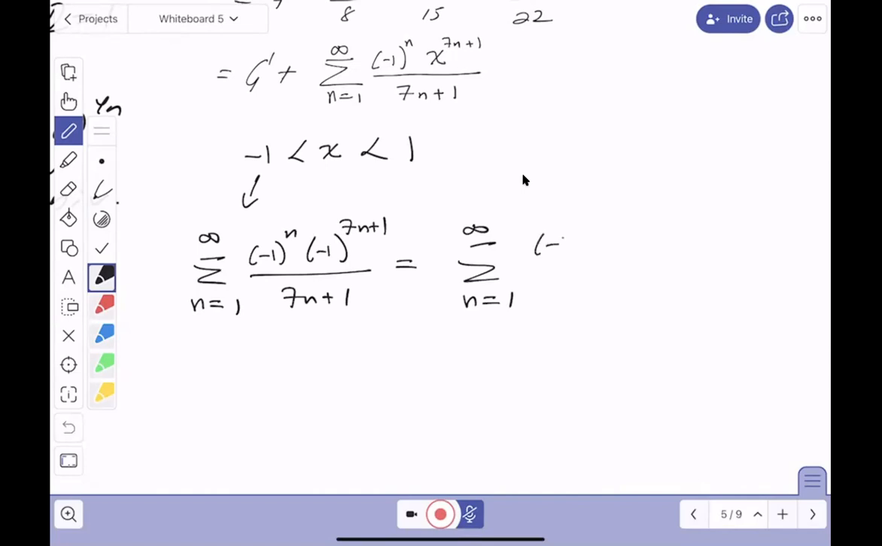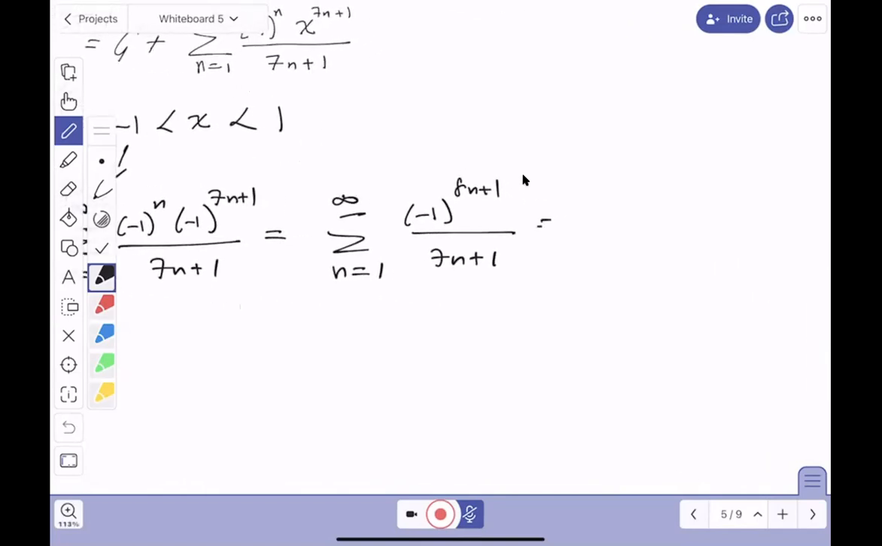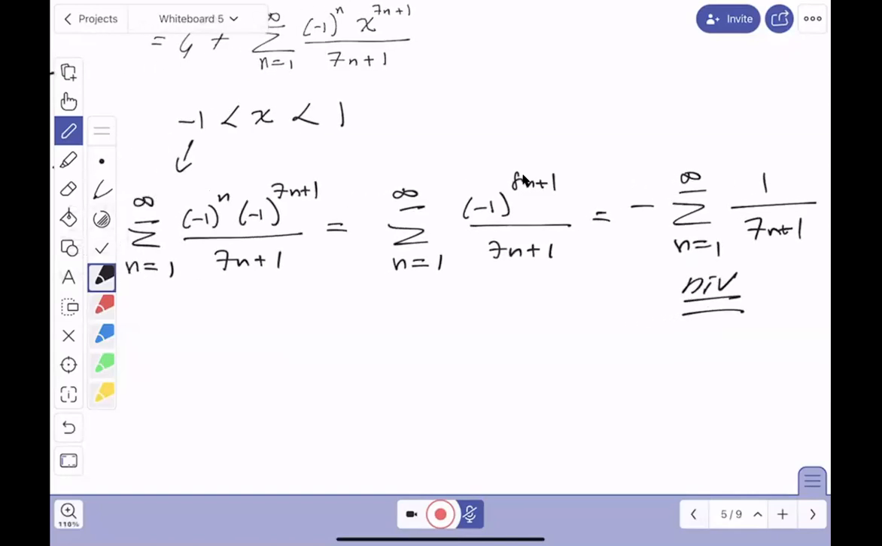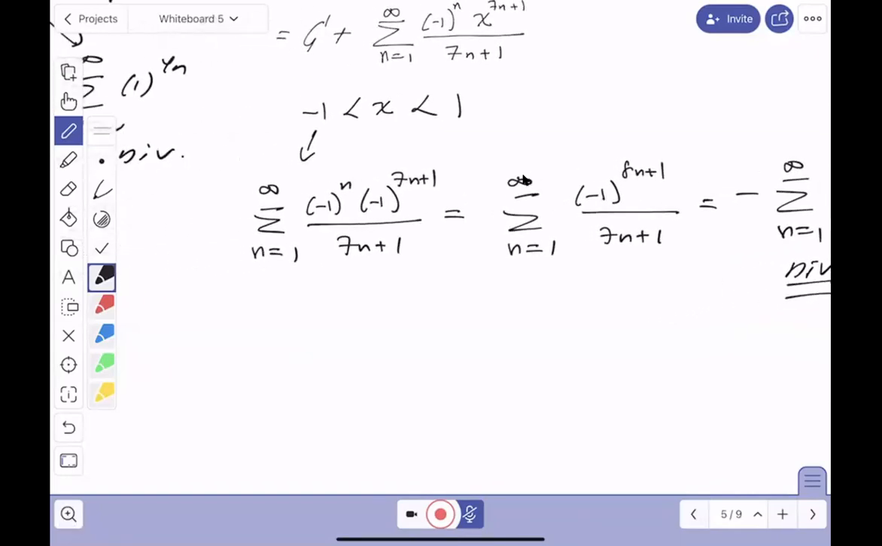Well, you get (-1)^(8n+1) over 7n+1. Well, 8n+1 is always going to be an odd integer. So this is really just going to be this over here, which is minus the sum from n equals 1 to infinity of 1 over 7n+1. It's related to the harmonic series. It's definitely divergent. All right. So let's put the next one down. I'm going to try 1 now. And I just tried the minus 1. I'll try the 1, see what happens.